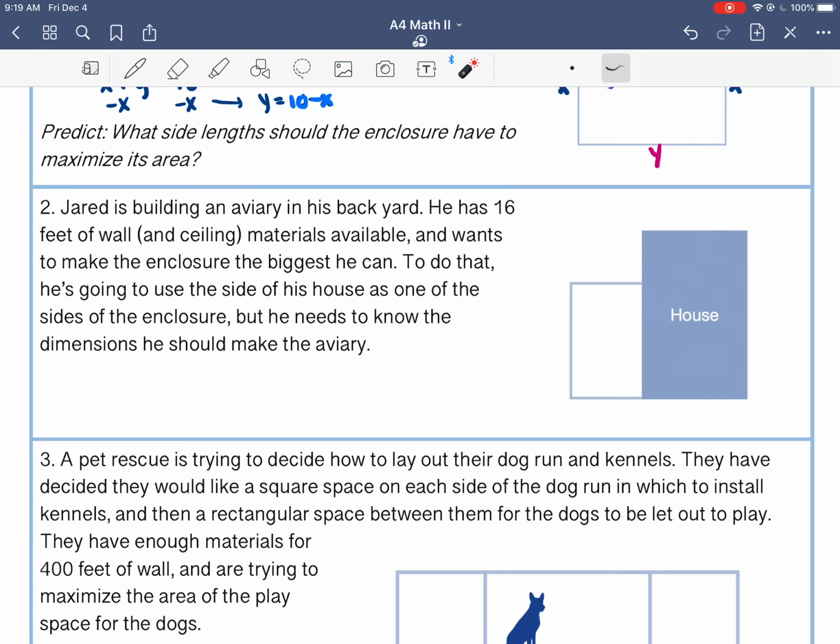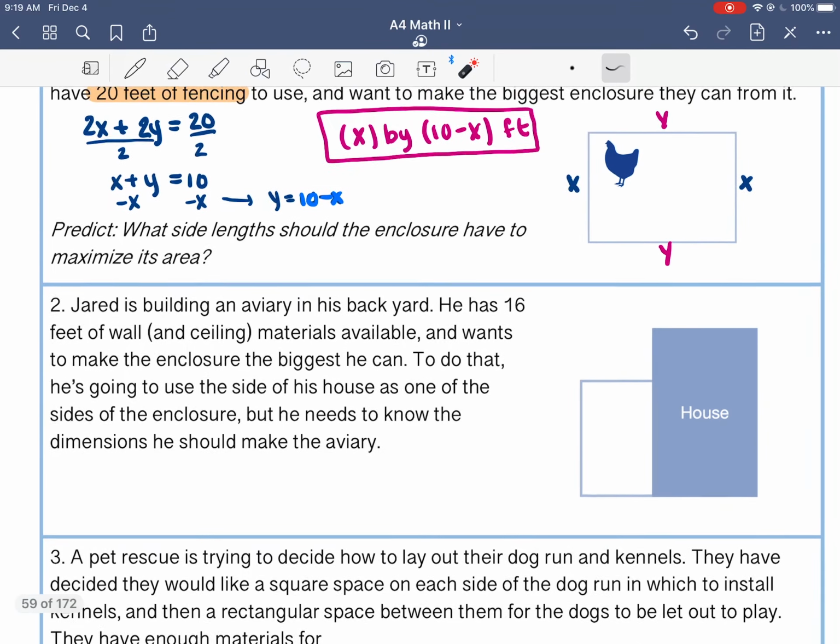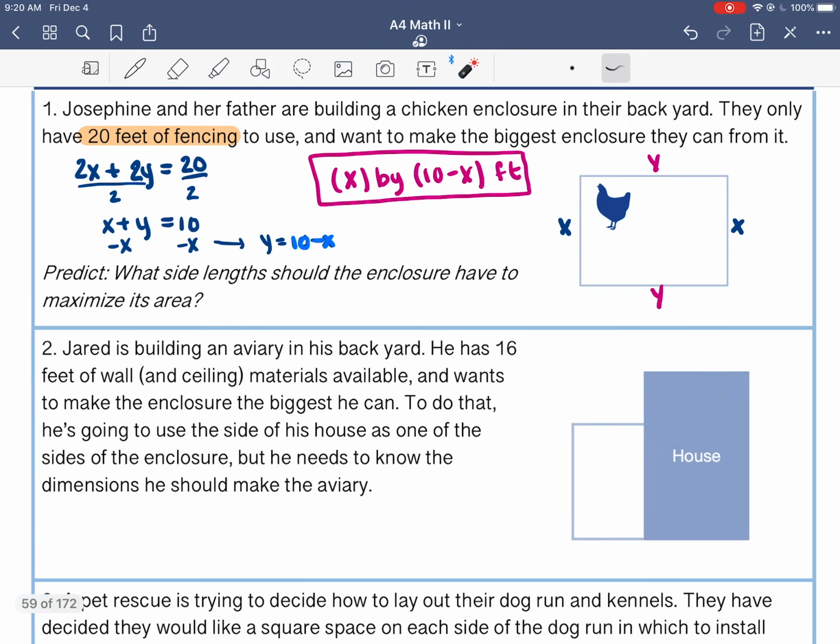He needs to know the dimensions he should make the aviary. So we're not going all the way to what dimensions will give us the biggest enclosure yet. All we're doing right now is getting expressions for the side lengths with those restrictions. The next page is the same problems again, but we're going to talk about optimizing that area. We're starting by getting expressions for side lengths. So the same process goes for this one.